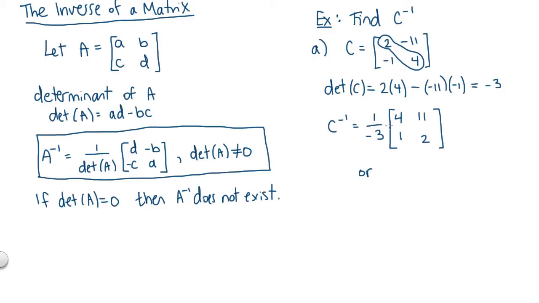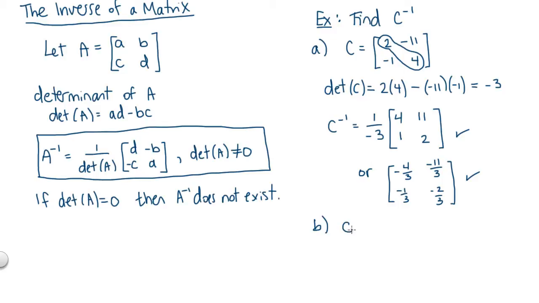If we think back to our previous video on operations that we can do on matrices, remember that if you have a number multiplied by a matrix, what we're really doing is just multiplying each element of that matrix by the number. So we could rewrite this as multiplying through by -1/3 and just make it -4/3, -11/3, -1/3, -2/3. So both answers here are good, just two different ways of writing down the inverse matrix.